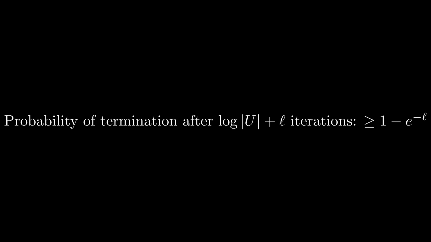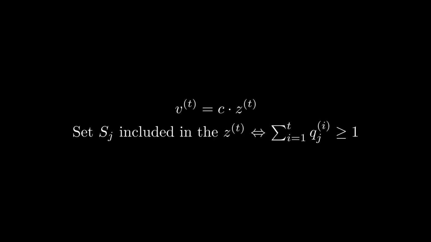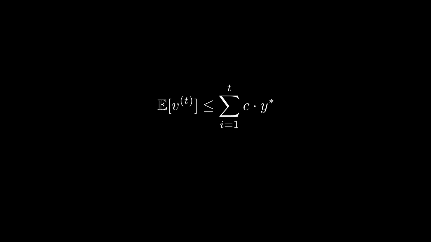However, this also means that the resulting solution will likely have a significantly higher cost than solutions obtained in fewer iterations. We can bound the cost of this approximate solution as follows. Note the cost of the aggregate solution after t iterations is V_t equals c dot z_t. We can observe that the set j is included in the set cover if and only if the sum from i to t of q_i,j is greater than or equal to 1. Hence, we have that V_t is upper bounded by the sum from i equals 1 to t of c dot q_i. Taking the expected value of both sides gives us that E of V_t is less than or equal to t times c dot y star, which is equal to t times opt LP, where opt LP is the optimal solution to the LP problem, which is less than or equal to t times opt ILP, which is the same for the ILP problem.